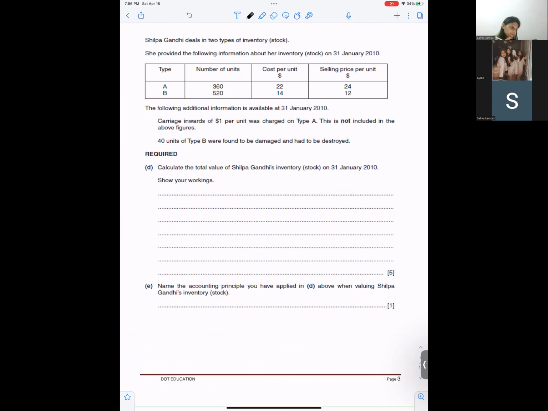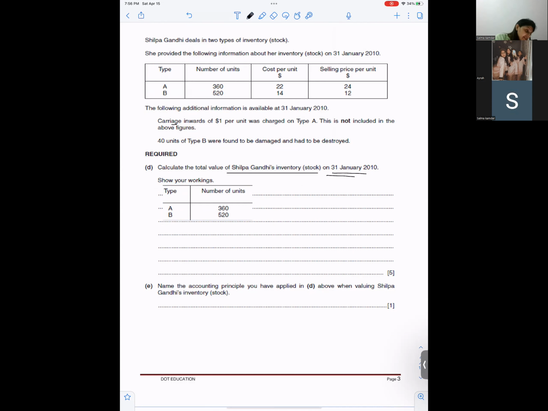Now you go over here. You have to show the value of Shilpa Gandhi's inventory on the 31st of January 2010. So you have two unit types, type A and type B. Are you with me? Okay, fine. But they have also given you some additional information.